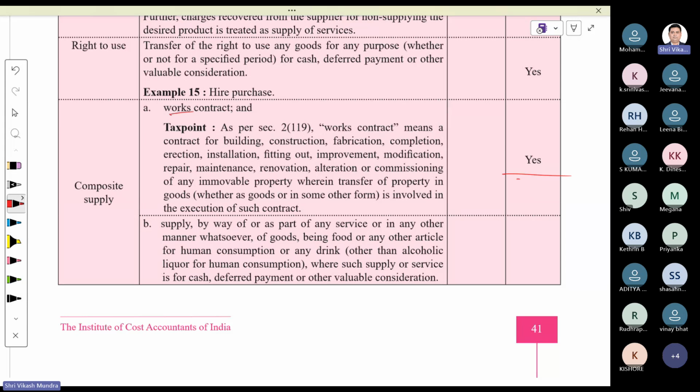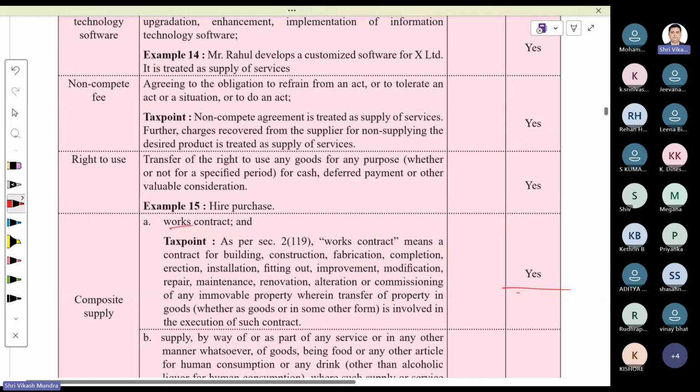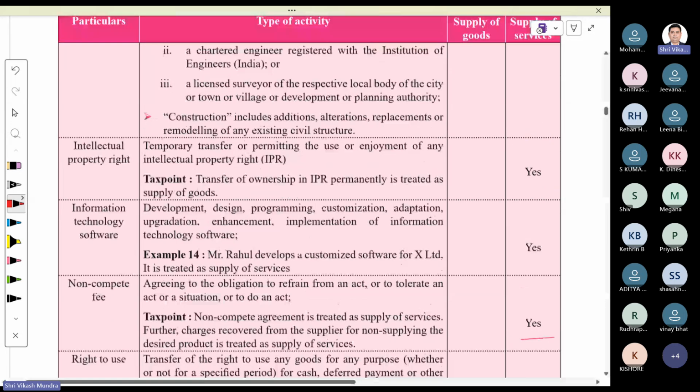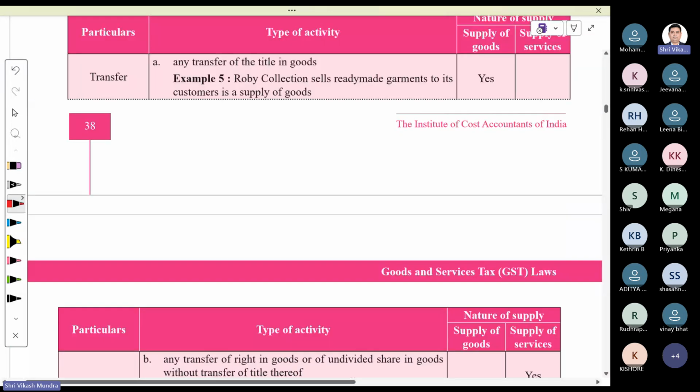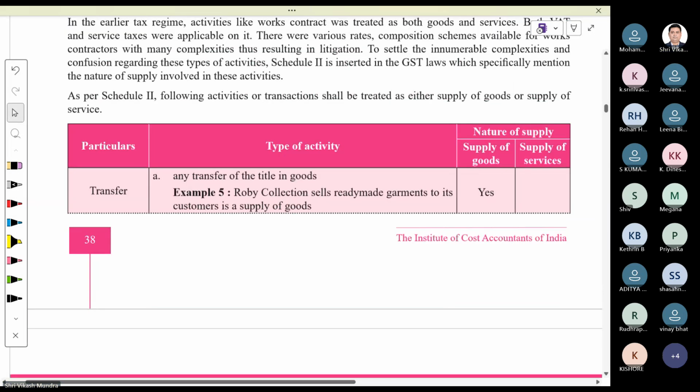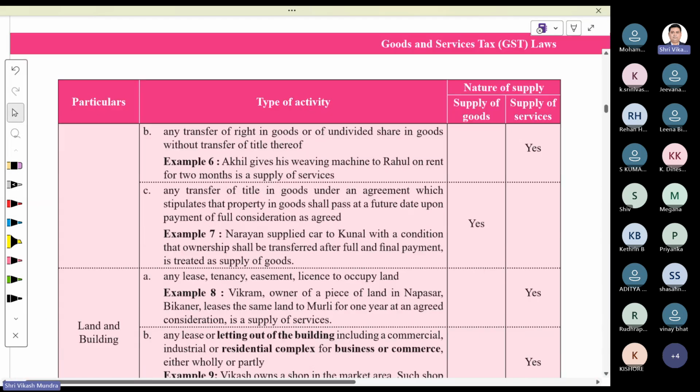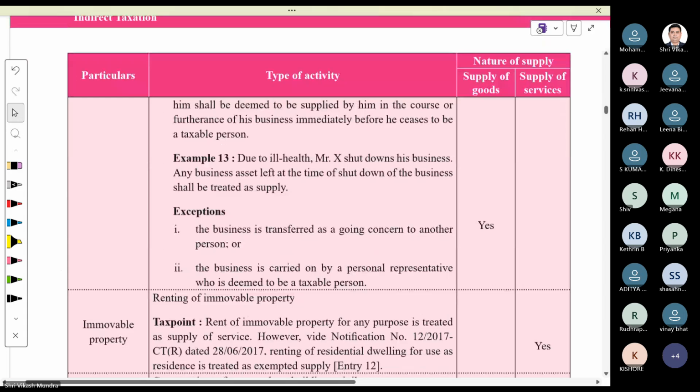If we have the right to use any asset, it is considered a supply of services. Non-compete fees will be considered a supply of services. If we sold the goods outright and ownership has been transferred, it will be considered a supply of goods. So this is a table where you can learn the clarification regarding the nature of supply. Is it clear? I'm not going word by word in this.